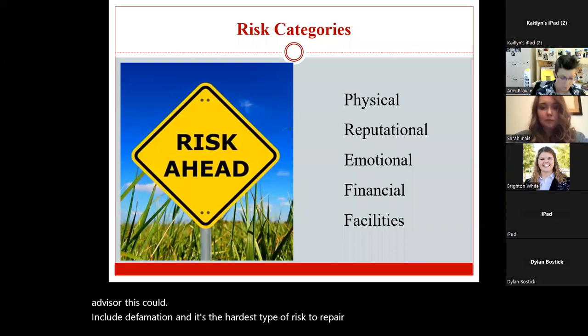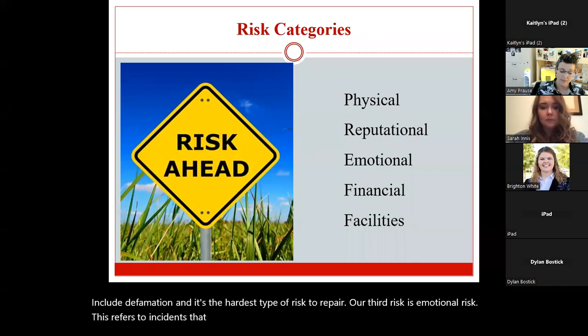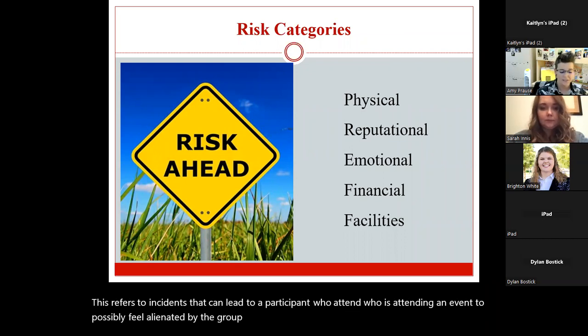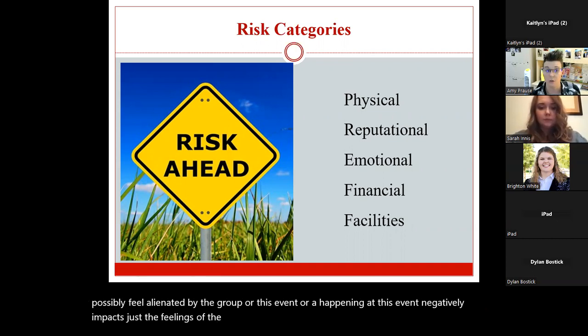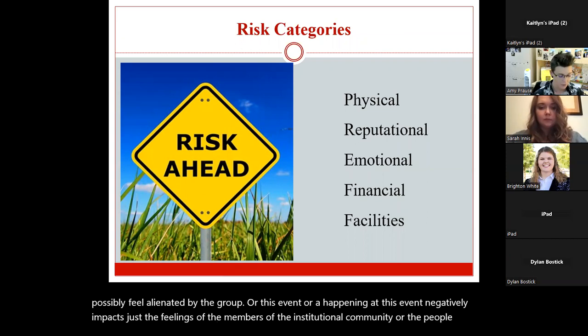Our third risk is emotional risk. This refers to incidents that can lead to a participant attending an event possibly feeling alienated by the group, or where this event or a happening at this event negatively impacts the feelings of the members of the institutional community or the people at that event.